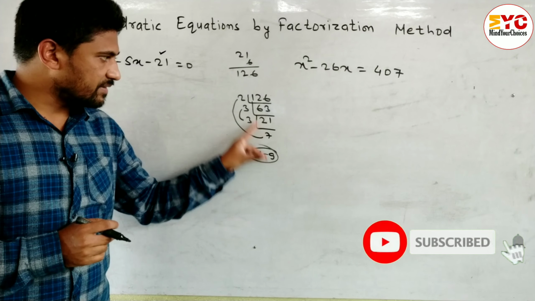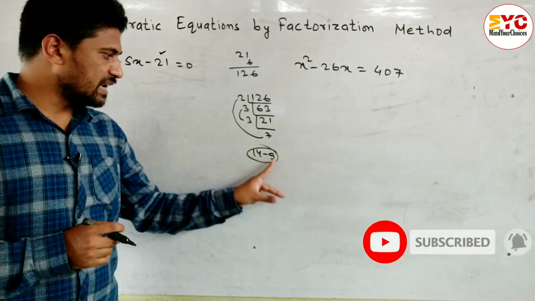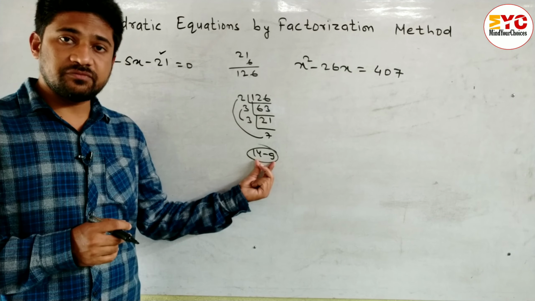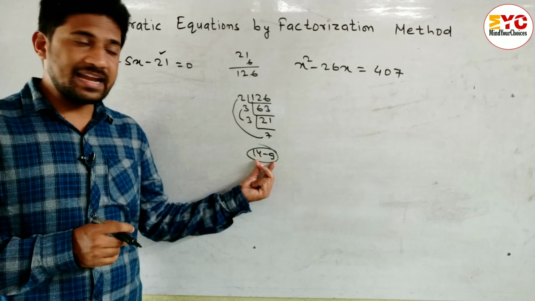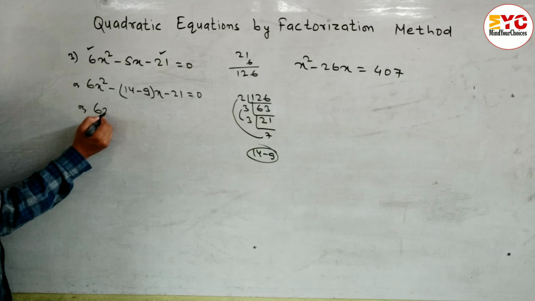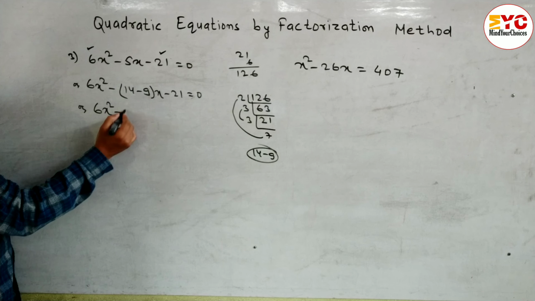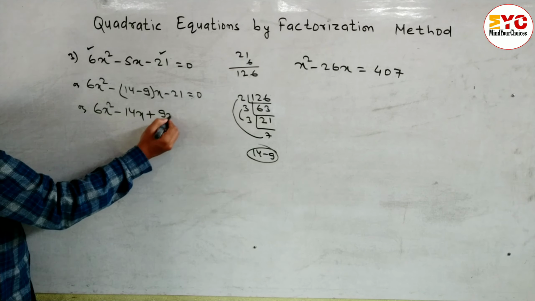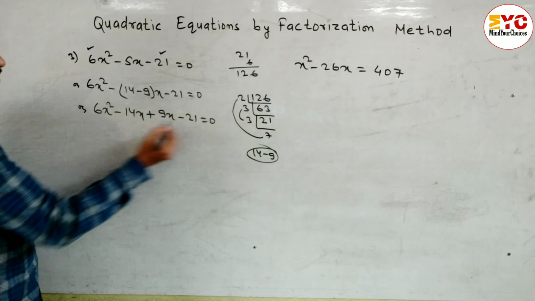Now you can see here 7 into 2 is 14 and 3 into 3 is 9. So 14 minus 9 is equal to 5, and when you multiply 14 and 9 you will get 126. So you can write here 6x square minus, in the place of 5 you can write 14 minus 9x, minus 21 is equal to 0, or 6x square minus 14x plus 9x minus 21 is equal to 0.